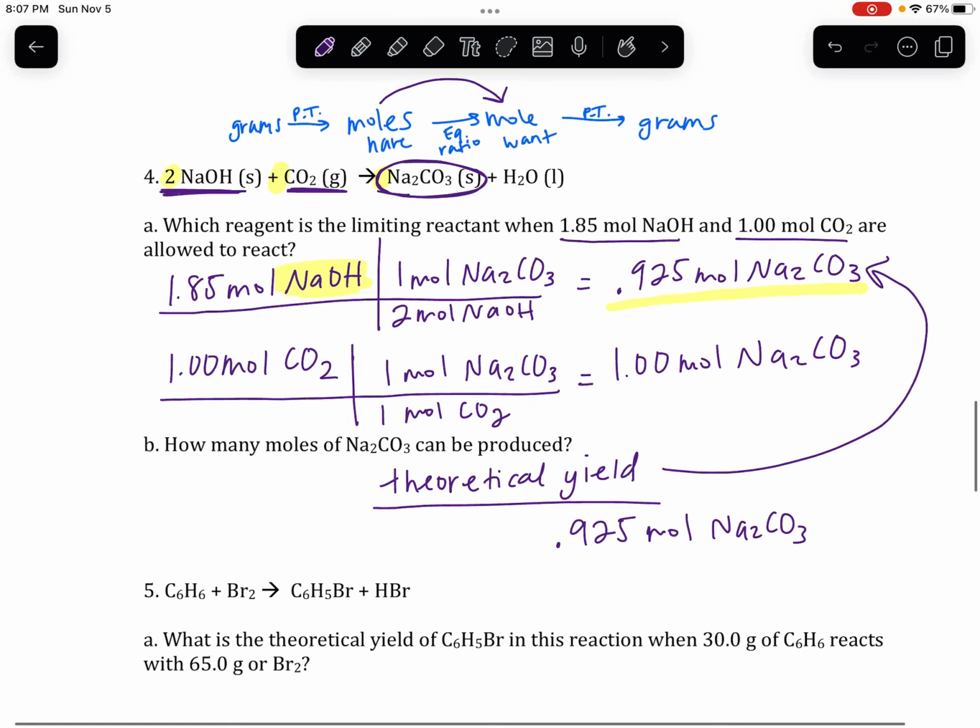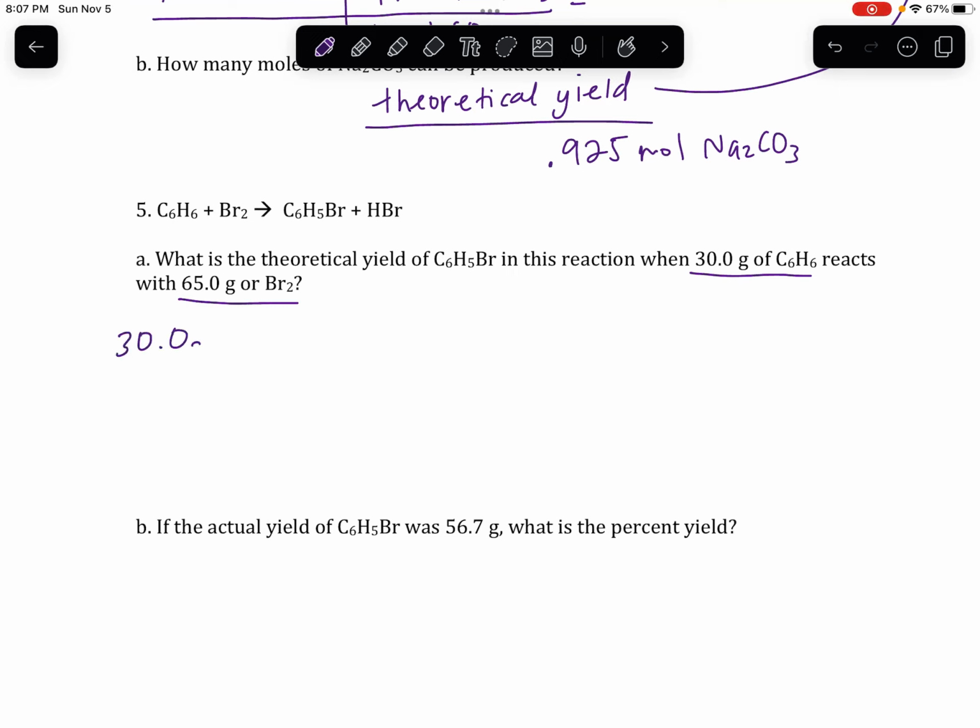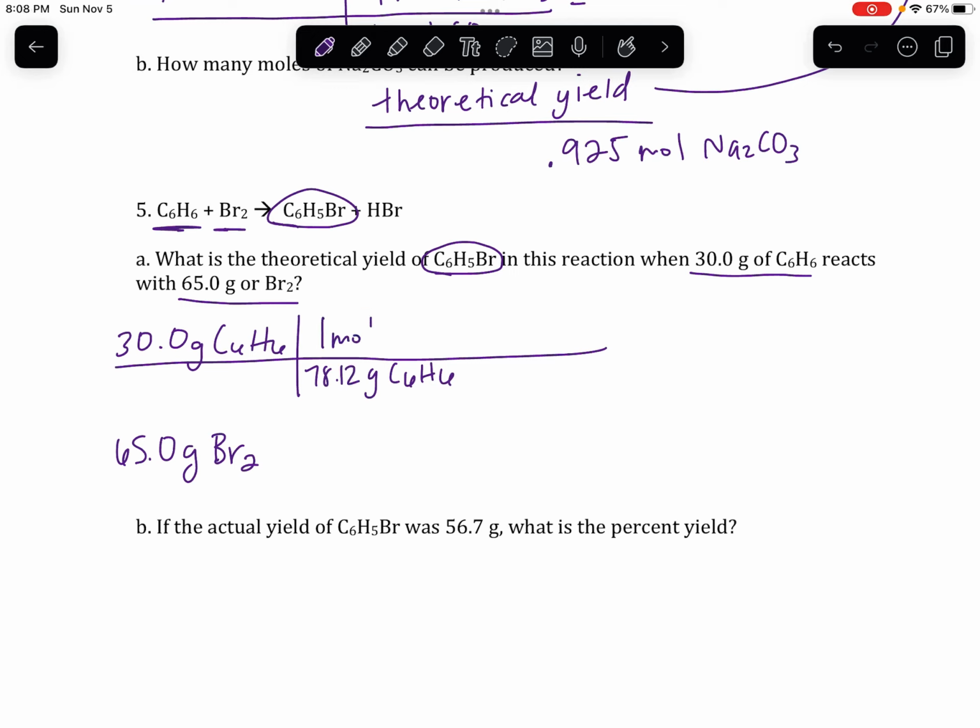So again, we're going to start with what we're given, right? 30 grams of C6H6 and 65 grams of bromine. So we're starting here and here, okay? And remember, it asks us the theoretical yield of C6H5Br. And again, this equation's already balanced, so we don't have to do any balancing. But since we're starting with grams, remember my first step has to be getting from grams to moles. So I'm going to use that periodic table, add up my molar mass.